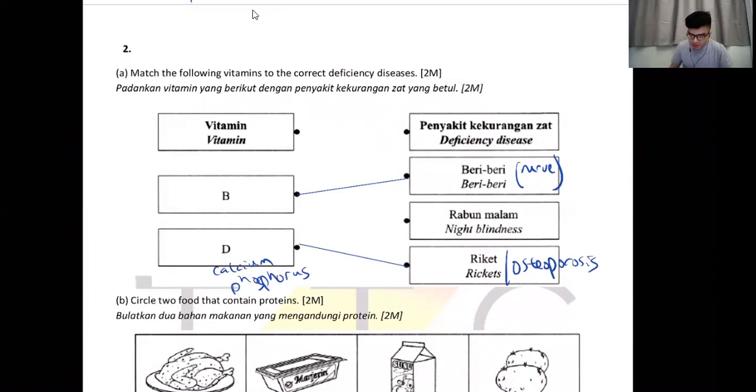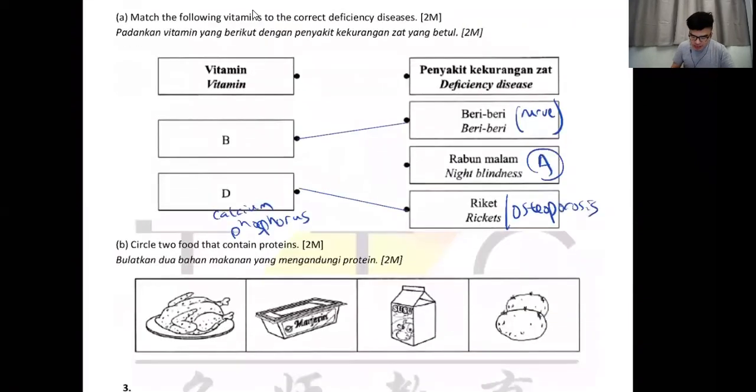So how about night blindness? Night blindness is vitamin A. Vitamin C is scurvy. Scurvy is when you have bleeding gums. Vitamin E is infertility, that means your sperm cannot swim. And vitamin K is for blood clotting. You have a blood clotting issue.